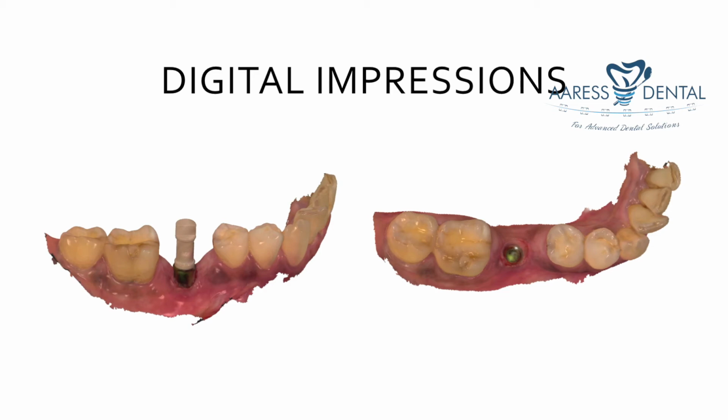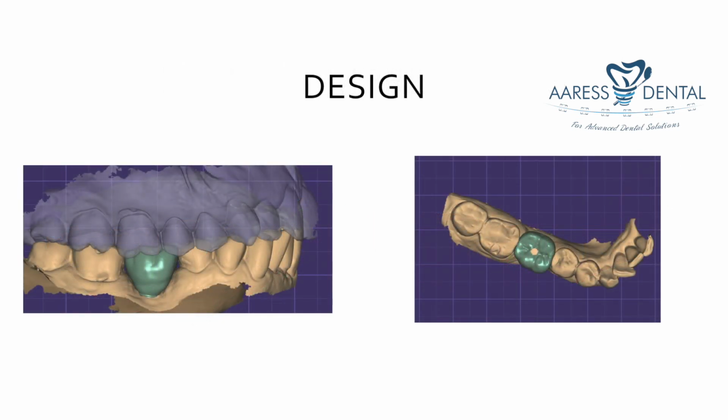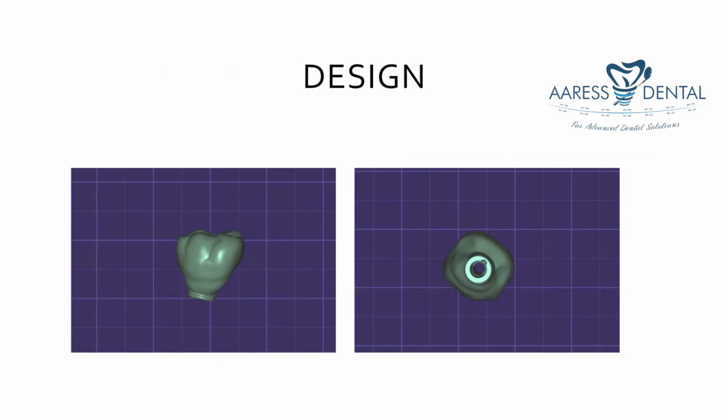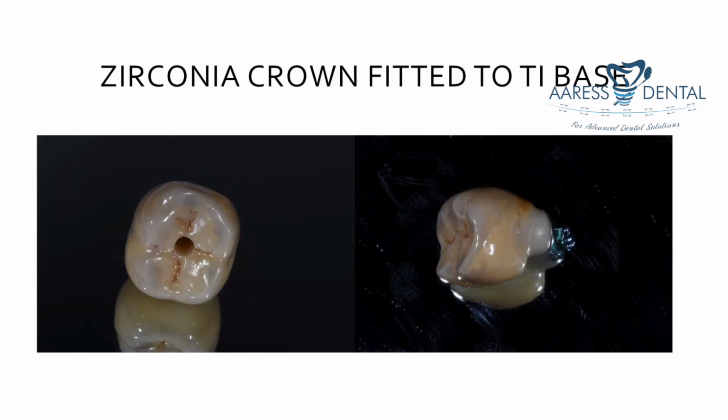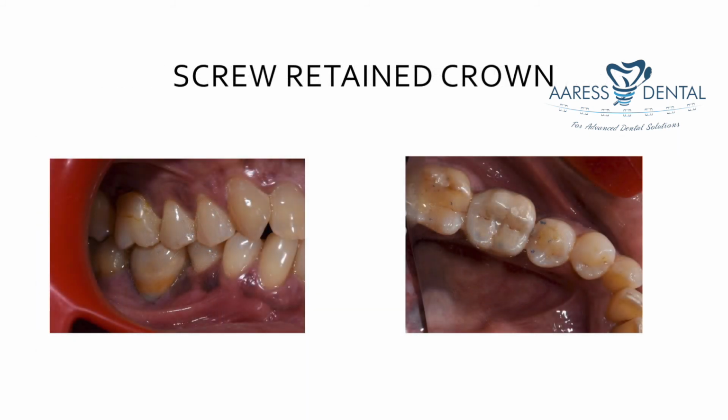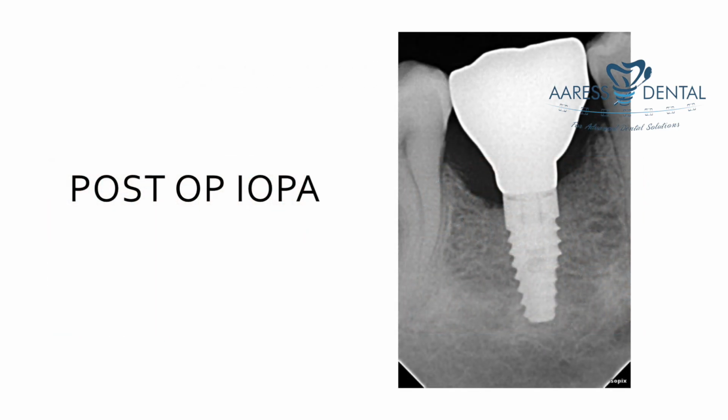This is a digital impression showing the scan body as well as the emergence profile. We have to take a digital impression of both the emergence profile as well as the scan body. This is a final screw retained zirconia crown with the screw hole closed with flowable composite. This is a post-op IOPA showing a good implant position with no gap between the prosthesis and the implant.